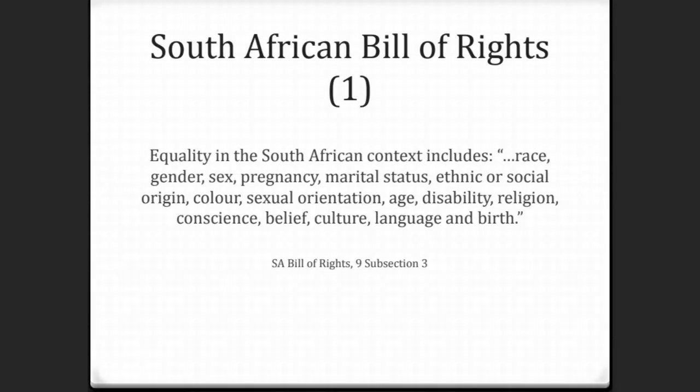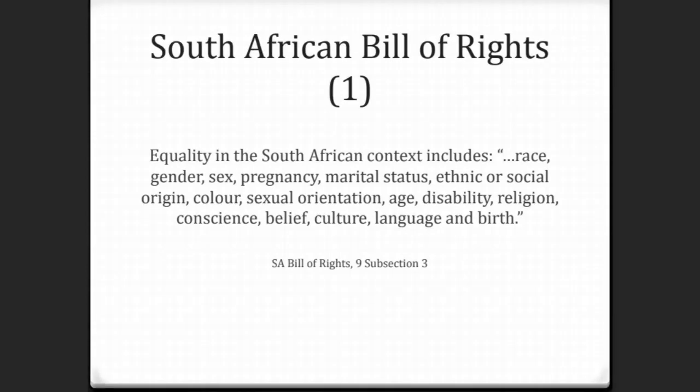All right. And of course, that is also reflected in the South African Bill of Rights. And you see, issues of equality. That is, equality in the South African context includes race, gender, sex, pregnancy, marital status, ethnic or social origin, color, sexual orientation, age, disability, religion, and of course, conscience, belief, culture, language, and of course, birth. You see. So all these were also discussed in several topics that we have engaged with up to this moment in this our diversity class. Can you see? So equality in the South African context includes race, etc.